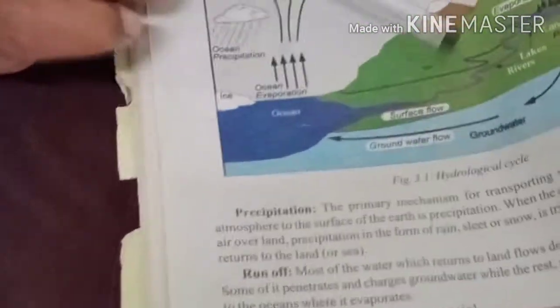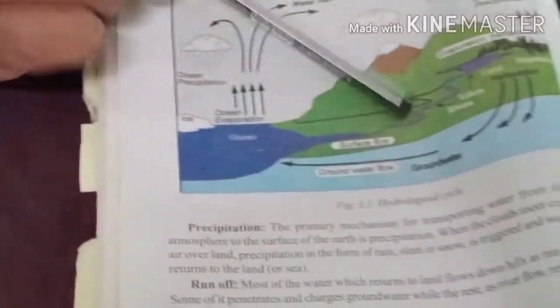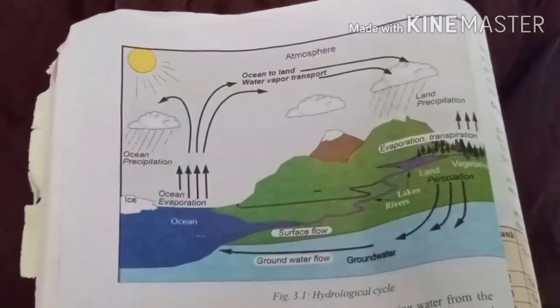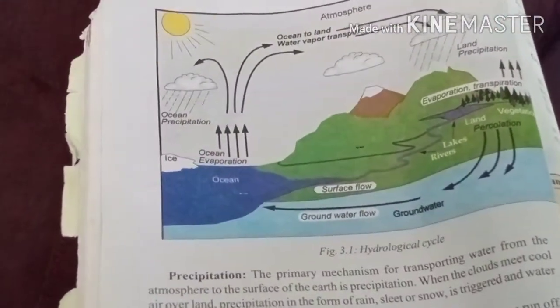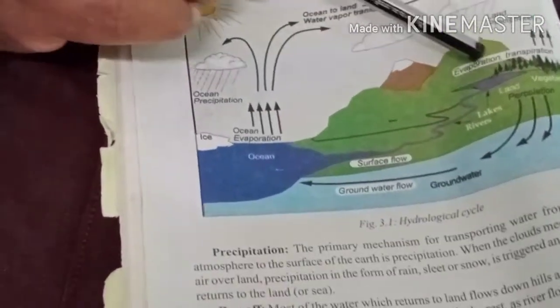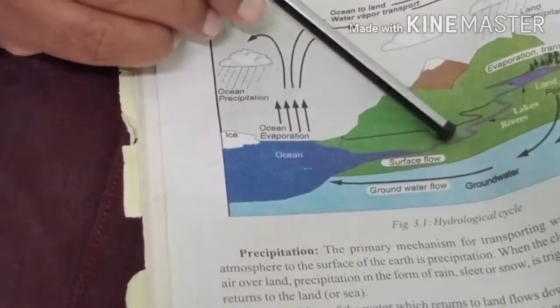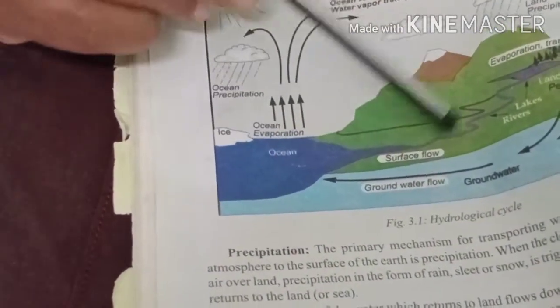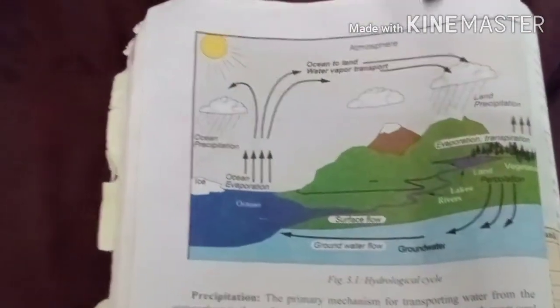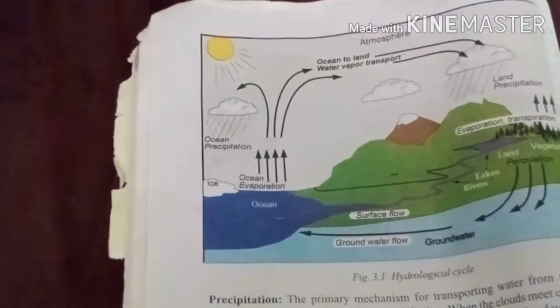How does surface flow get water? From rainfall. When rainfall occurs during the monsoon season, the water in the surface flow increases and flows, and at last reaches the ocean.